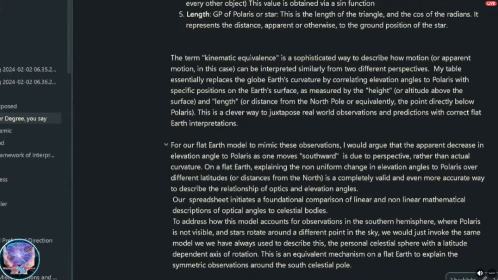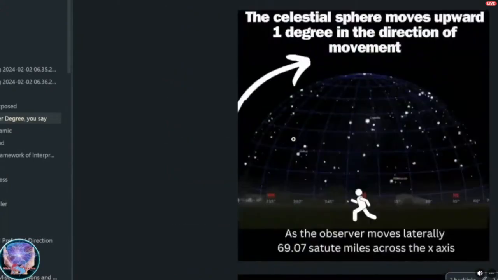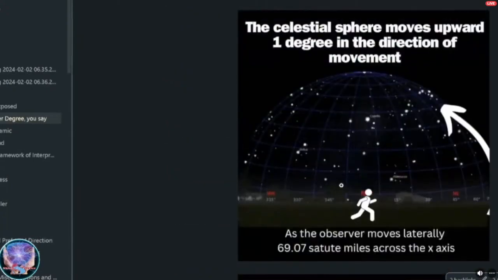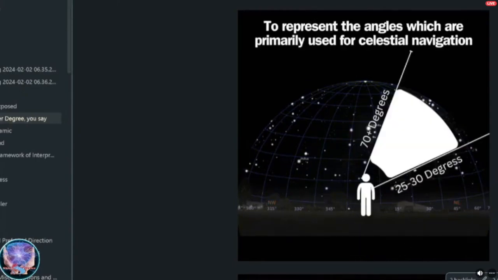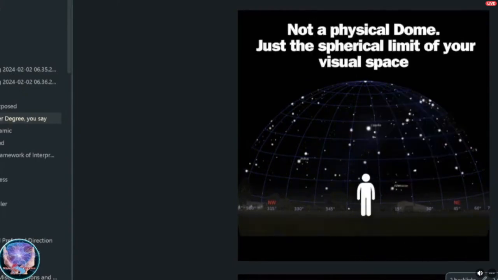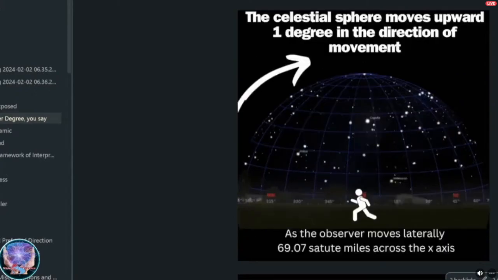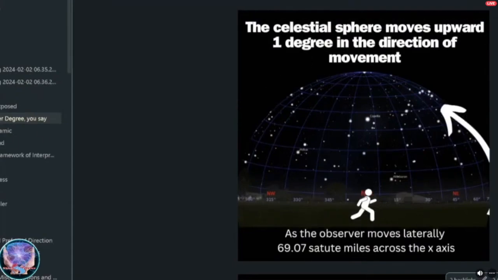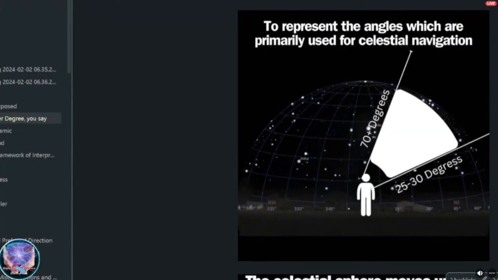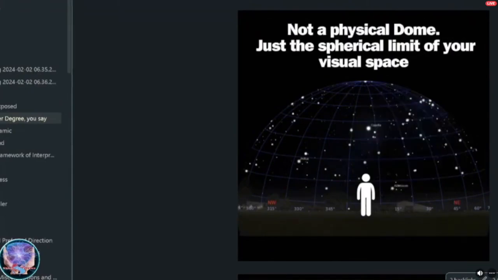So we use this to explain essentially this. This is where we're coming from. As you move 69.07 statute miles laterally, this personal celestial sphere moves up above you. We'll demonstrate that quite nicely in a little bit, but for right now it's a good representation. If it goes left, it goes this way. If it goes right, it goes this way. If you just stand here, this is what it would look like. These are the angles you could use for celestial navigation. And again, it's nothing to do with a physical sphere.